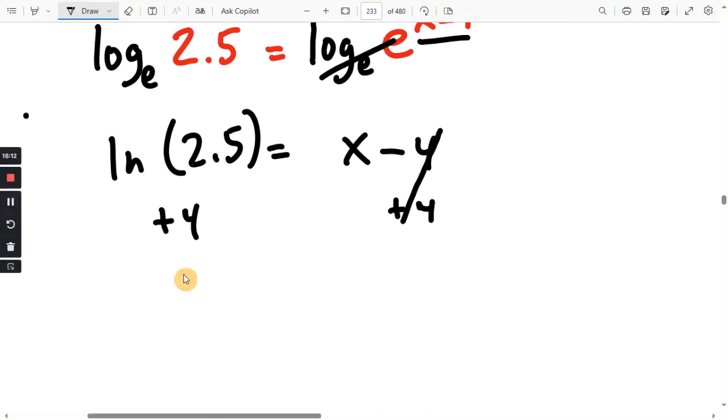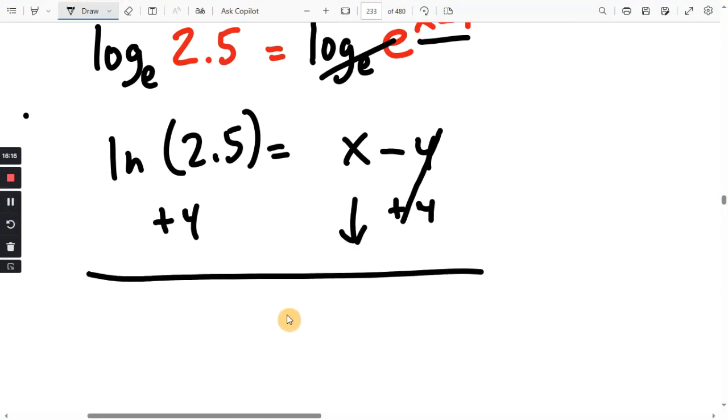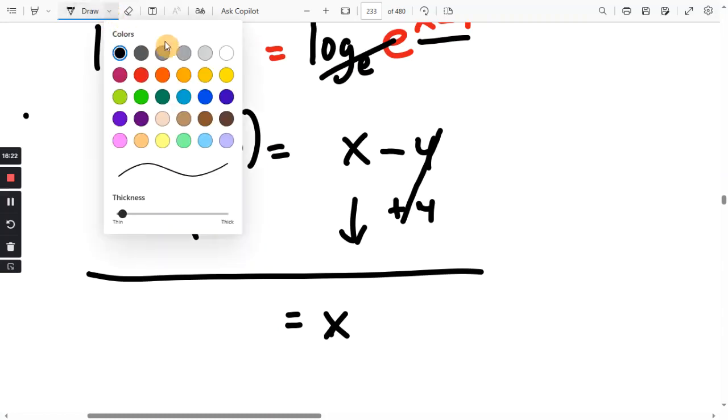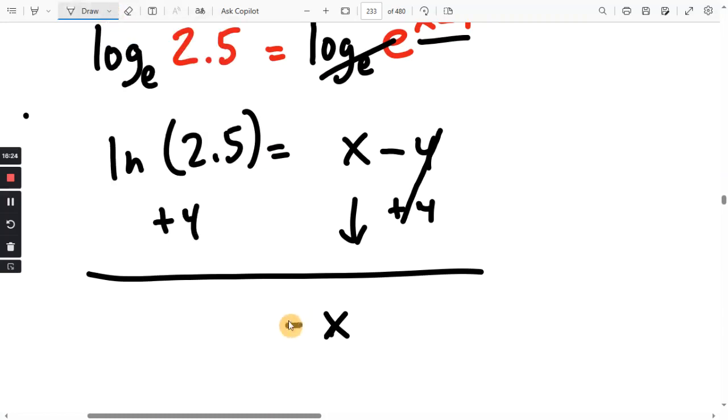Bring down your x and the equal sign. It's going to be rounded off, so I should make the equal sign squiggly lines instead, because they said round off. We're going to the calculator, so this is going to be a round off. ln of 2.5 plus 4. Let's do this on the calculator.